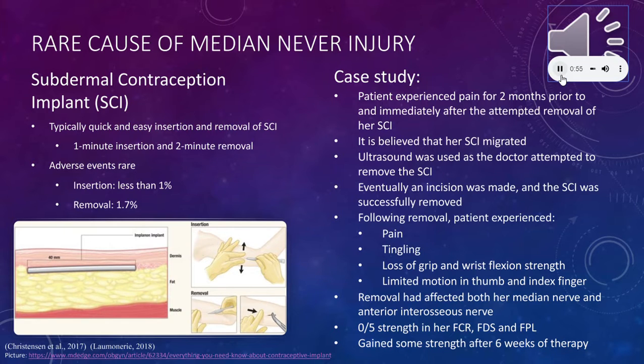Following removal, the patient experienced pain, tingling, loss of grip and wrist flexion strength, and limited motion in her thumb and index finger. Removal had affected both her median nerve and her anterior interosseous nerve, and she had 0 out of 5 strength in her flexor carpi radialis, flexor digitorum superficialis, and flexor pollicis longus. After 6 weeks, she had gained some of her strength back.